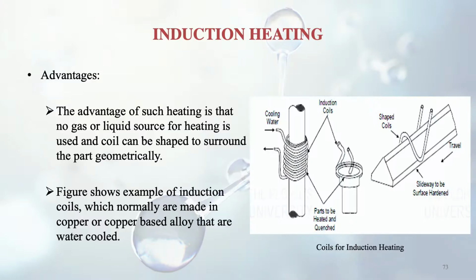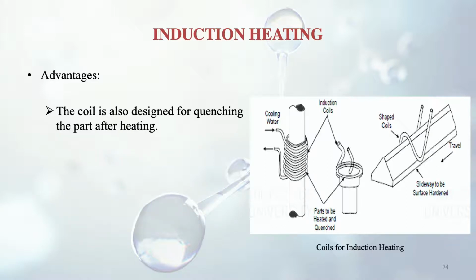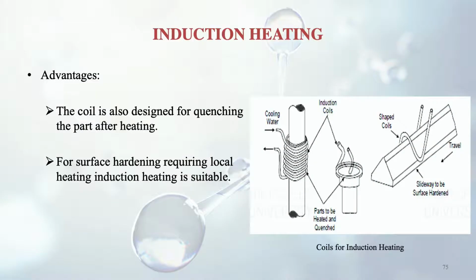So here is a figure of this induction heating. The coils are there, you can see in this figure, and these coils normally are made of copper or copper based alloy, and these are water cooled. The coil is also designed for quenching the part after heating, so it is designed in such a way that the part can be easily quenched. For surface hardening requiring local heating, induction heating is suitable. Suppose we want local heating, if we want to harden only a portion of a certain specimen, then induction heating is most suitable.